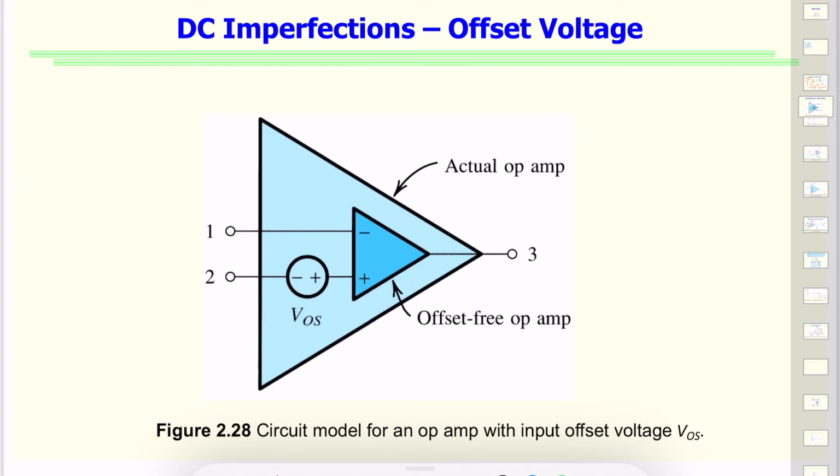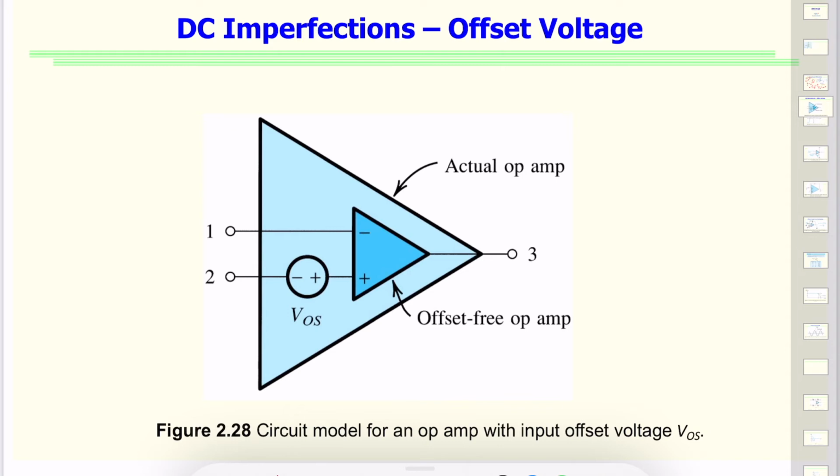There are unavoidable mismatches in the differential stage inside an op-amp. We will not go into too much detail, but we just have to identify that general purpose op-amps exhibit VOS in the range of 1 millivolt to 5 millivolt. It depends on temperature also, so look at the spec sheet when we are using an op-amp.